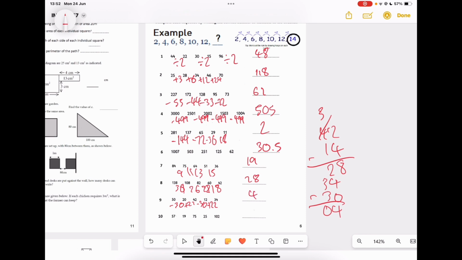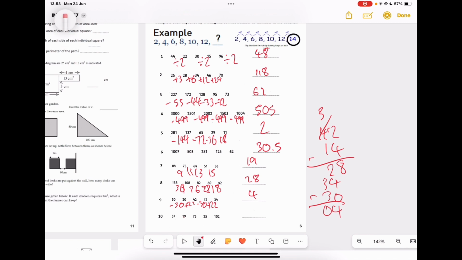Next is 57 to 19. So 57 to 19 is minus 38. For 19 to 75, it's going to be an addition of 56. 75 to 25 is a subtraction of 50. 25 to 102 is going to be 77. Okay.